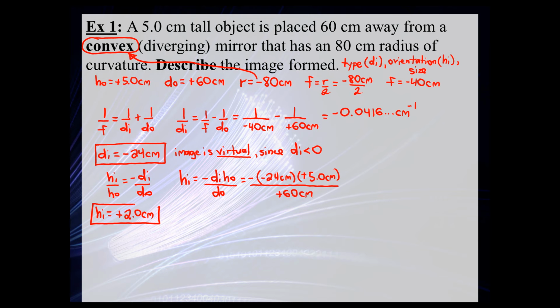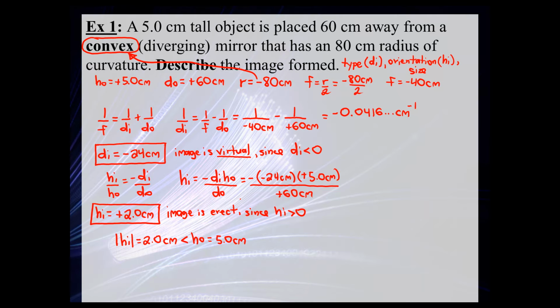Now, for a quick justification, we could say image is erect since hi is positive. The last thing to do is just talk about the image size. So to talk about the size, we need just to compare the height of the object to the height of the image. So let's take the magnitude of the image height, which is 2 centimeters. Let's compare that to the object height. Well, it's smaller. So it's less than the object height, which is 5.0 centimeters.